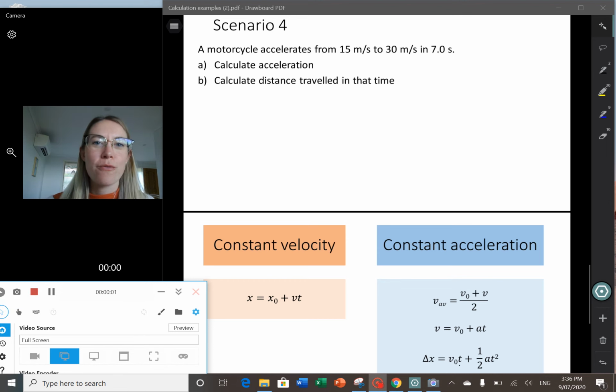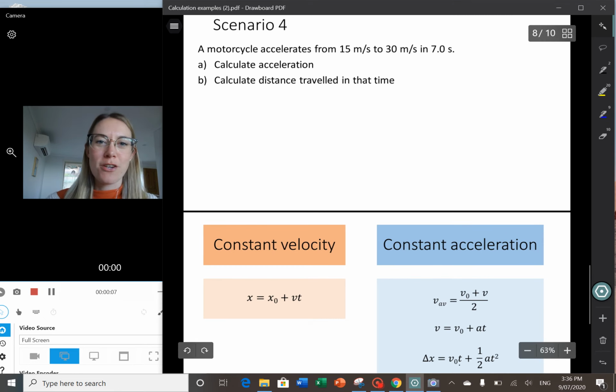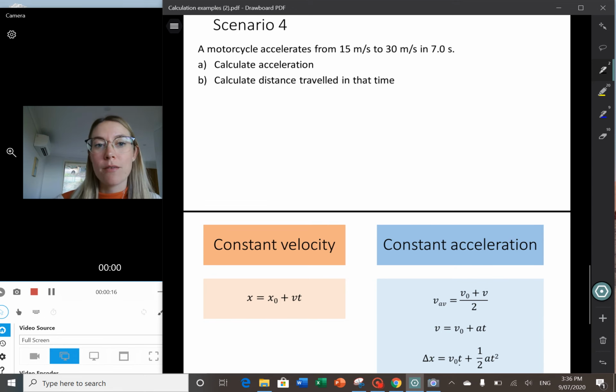Welcome to the fourth video of this kinematics series. We'll be looking at problems relating to motion with constant acceleration. So in this scenario, a motorcycle accelerates from 15 meters per second to 30 meters per second in 7 seconds. And we're being asked to calculate, first of all, acceleration and then the distance traveled in that time.